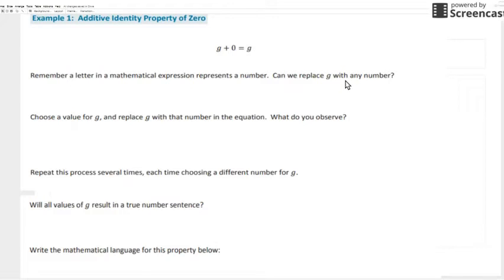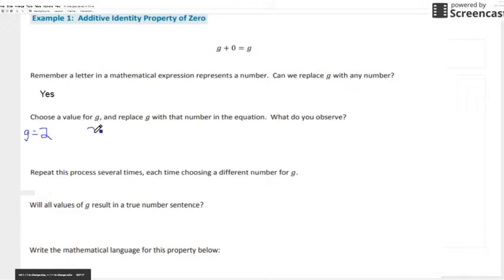Can we replace G with any number? Well, the answer is yes, we can. We can replace G with any number. Now we're going to choose a number and replace it to see if it actually works. Let's choose a value for G and replace G with the number in the equation. What do you observe? Well, you can pick any number you want, but I'm going to choose 2. I'm going to let G equal 2.